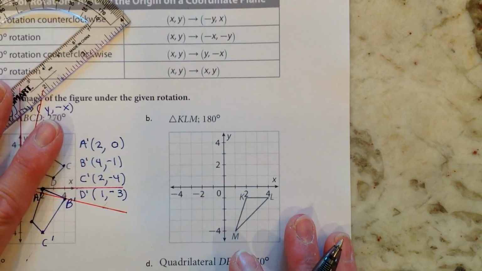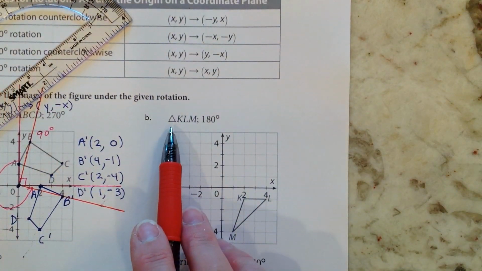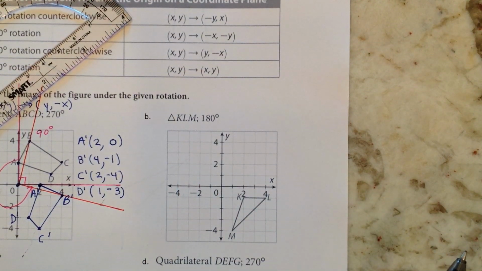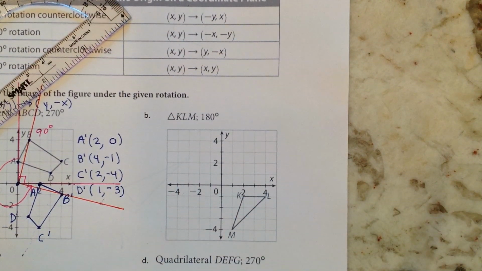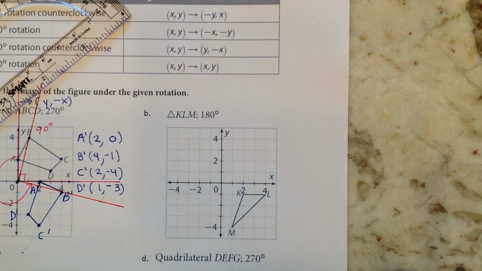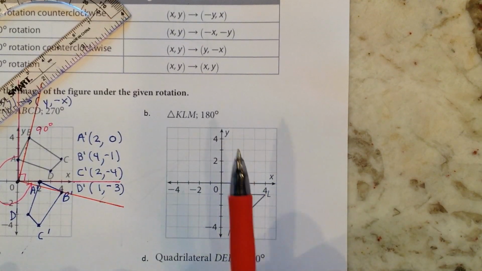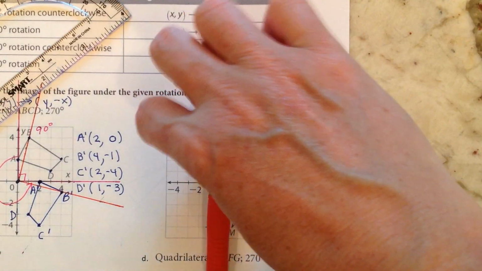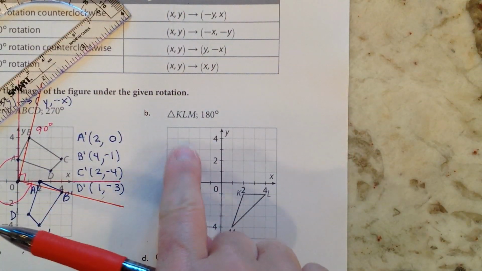All right, so let's go ahead and let's try part B. We're going to take triangle KLM and we will rotate it 180 degrees. So when we rotate this, what quadrant do you think it's going to be in? 180 degrees is a half turn. So if we take this and we turn it half, it's now going to be somewhere up here in quadrant 2.